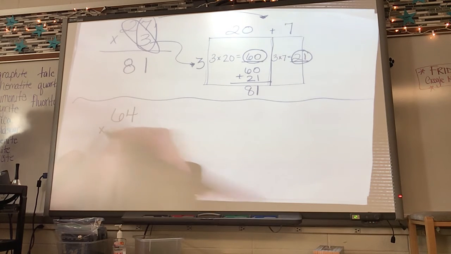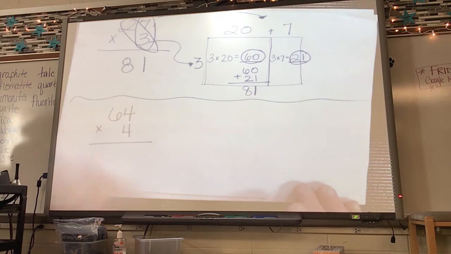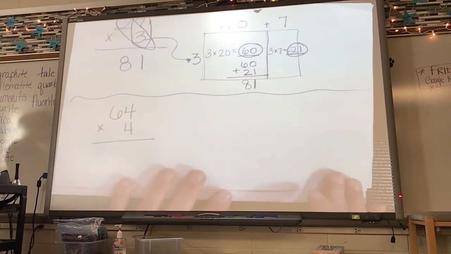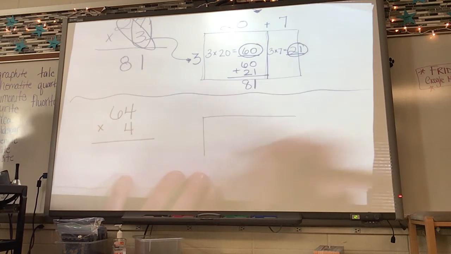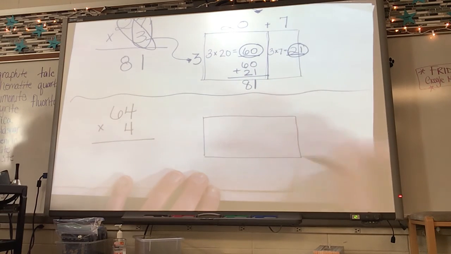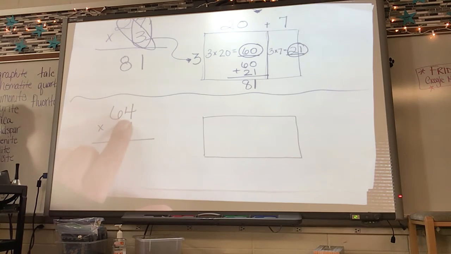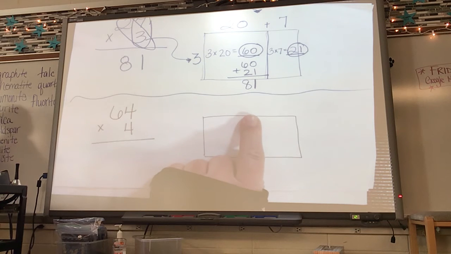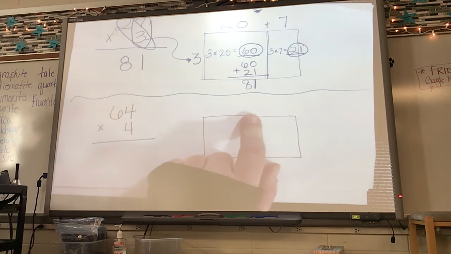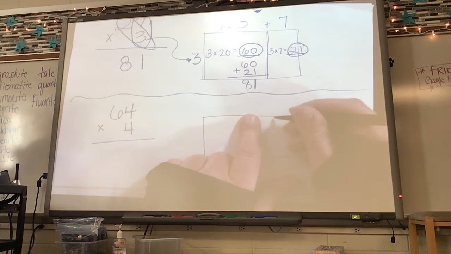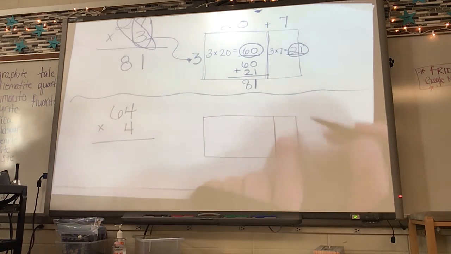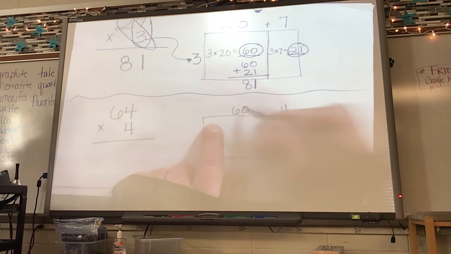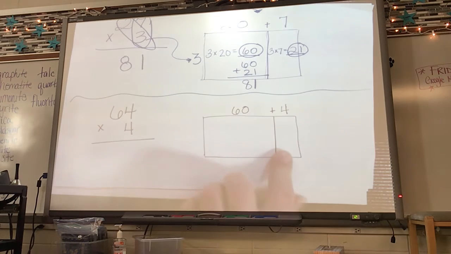64 times 4. Draw a rectangle. On the top of your rectangle, you're going to break up 64. What should we break it up into? Tens and ones, which would be what, Sarame? 60 and 4. Which number's bigger, 60 or 4? 60. So 4 gets the smaller. So I make this piece smaller, and I put the 4 here, the 60 here, and right above my line, I put a plus sign.